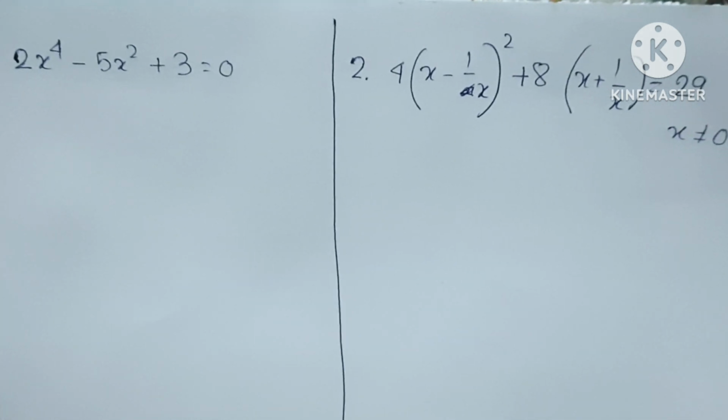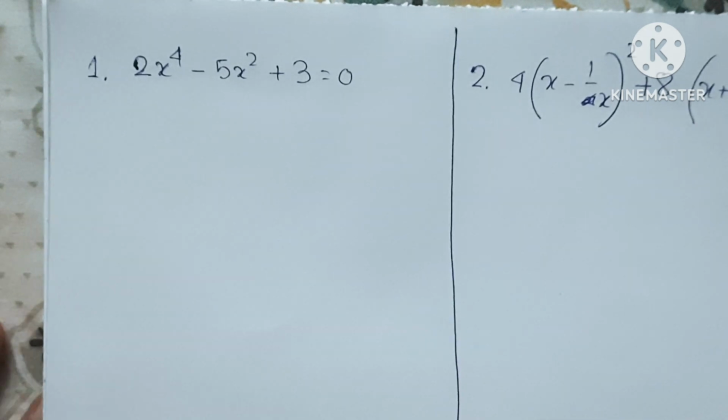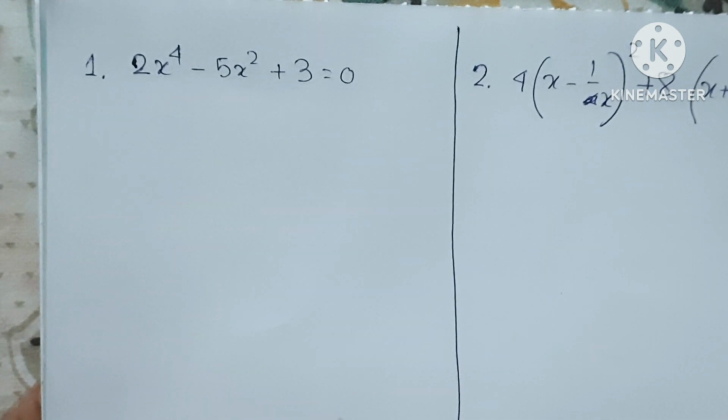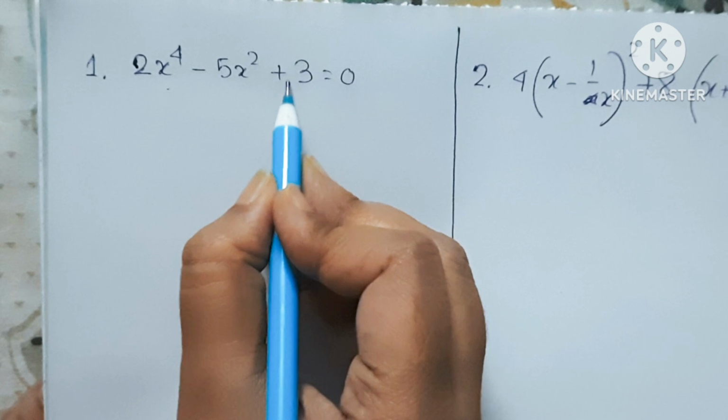Okay. Suppose you have equations with different powers of the variable x, like x to the power 4, x to the power 8, root x. Then how will you reduce that equation to a quadratic equation? Now, see, we have come to the last portion. See, here we are going to reduce a given equation to a quadratic equation. Okay. So, the first one, see the first one, 2x to the power 4 minus 5x square plus 3 equal to 0.